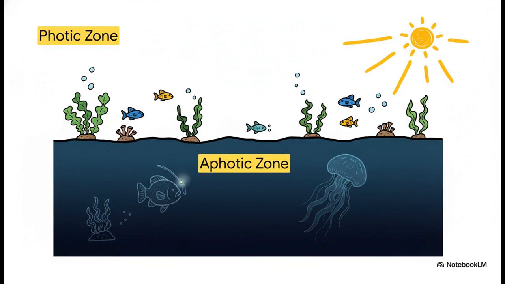But once you go deep enough, you enter the aphotic zone. Aphotic literally means no light. It is a world of permanent, total darkness where photosynthesis is completely impossible.